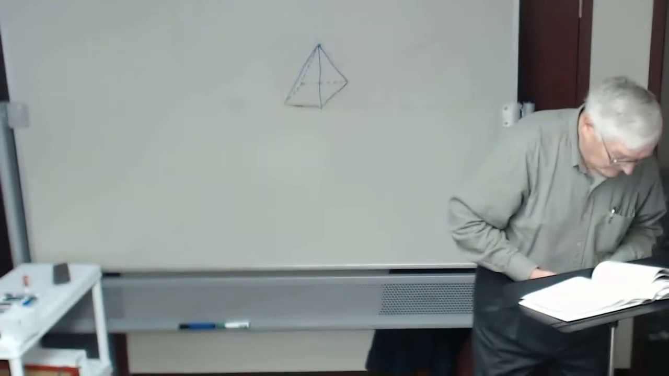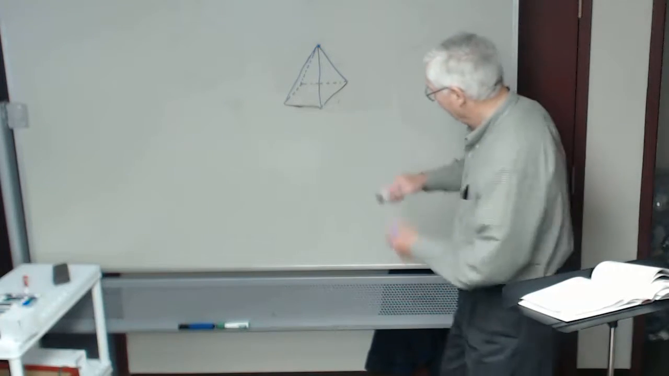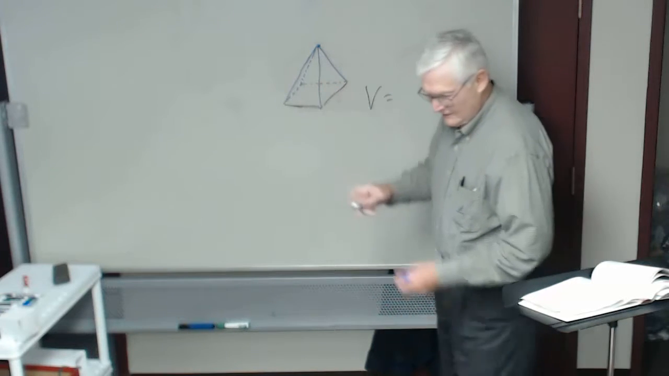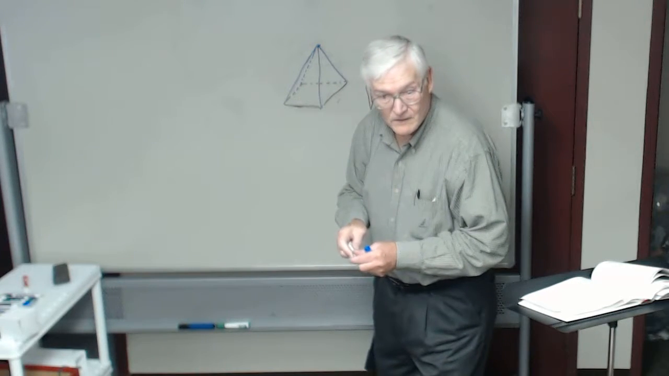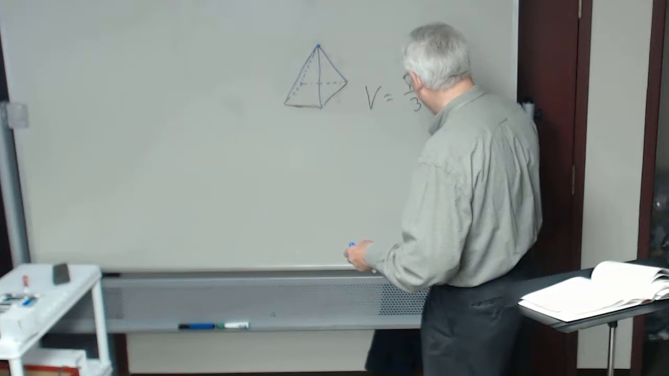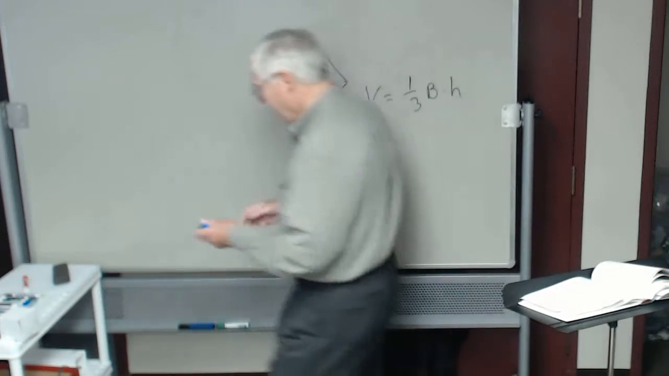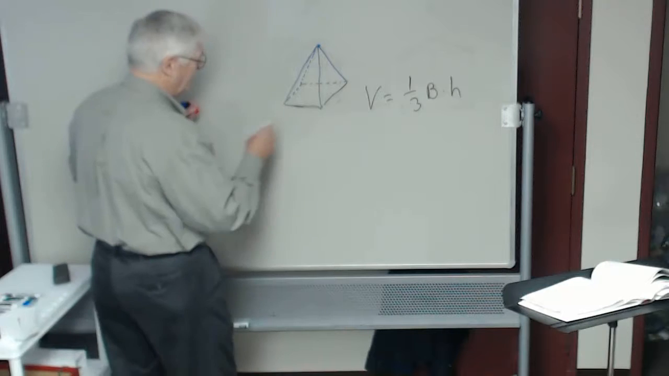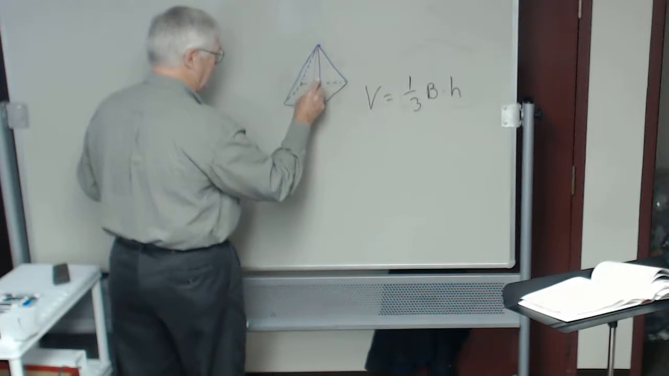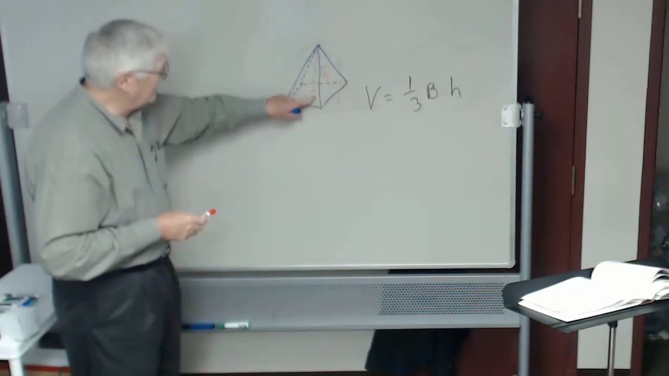Now, how do you find the volume? Do you know the volume? Length times width times height, right? The volume equals... would it be a third length times width times height? It's 1/3 of the area of the base times the height. And the height is from here up to here. That's the height. Okay? From the center of the base up to the top.